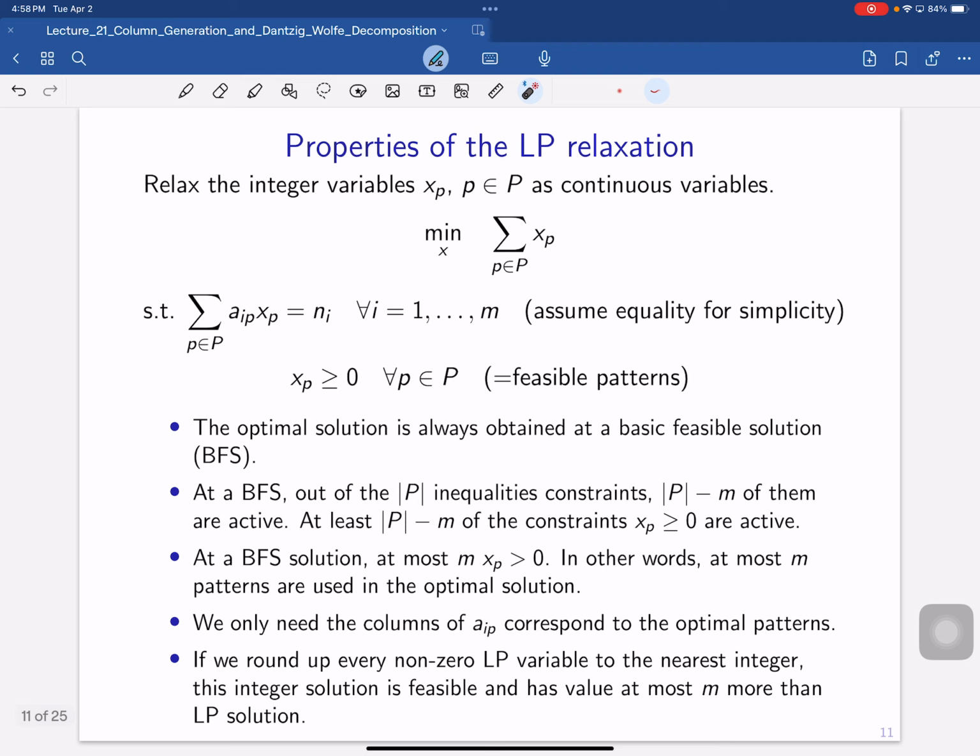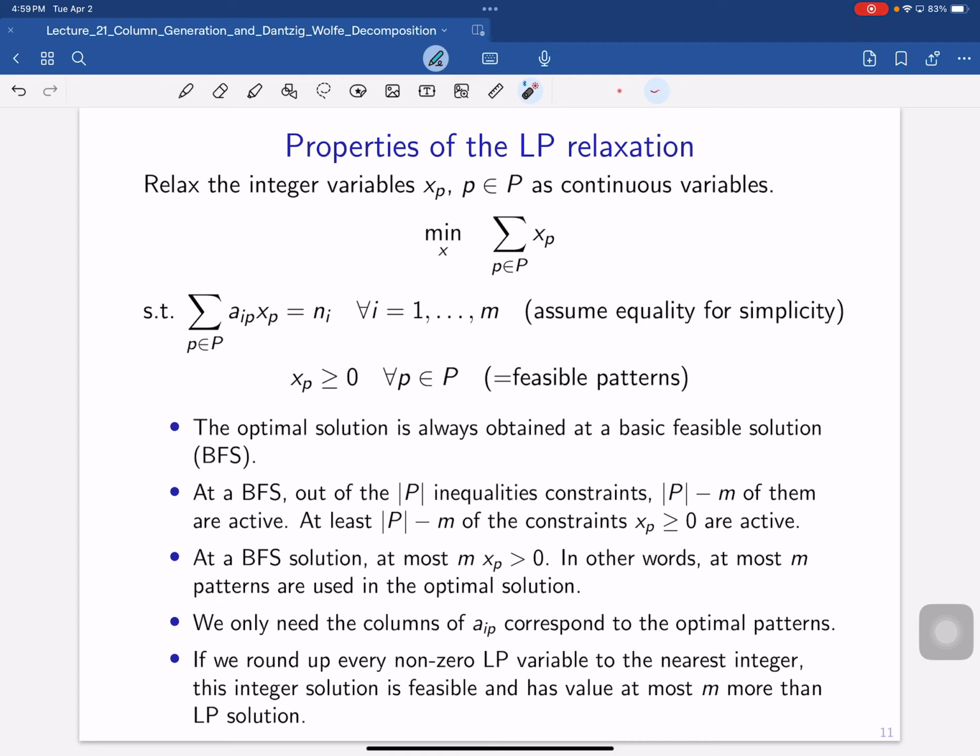Okay, so let's first analyze the property of the linear programming relaxation of this problem, right? Recall that in the original problem, all the x are integer variables, right? So now we consider x to be greater than or equal to 0. They are all relaxed as continuous variables. And I will also show you very quickly that this problem has very tight linear programming relaxation.